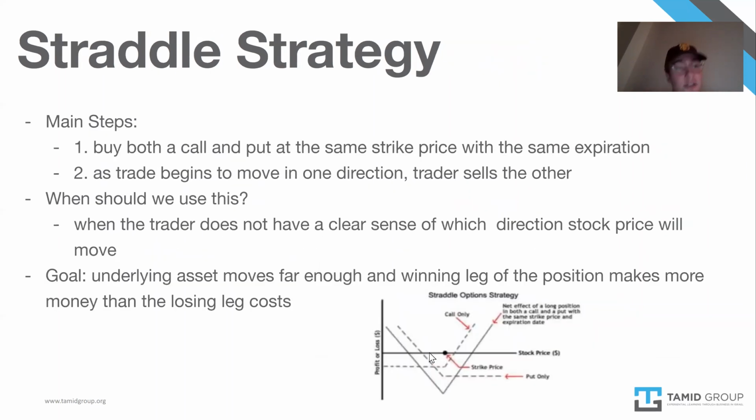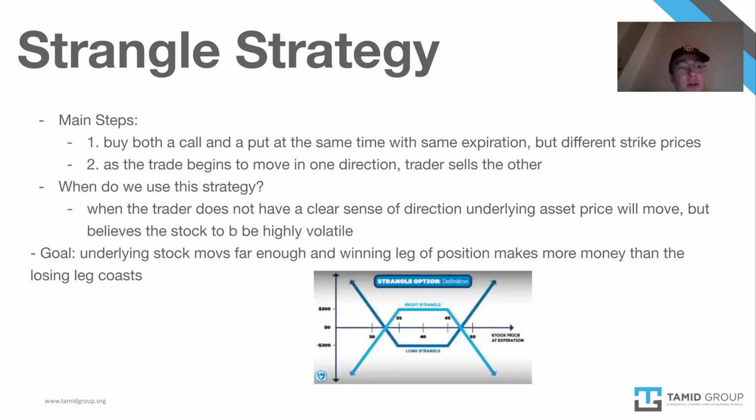So next we got the straddle strategy. The main steps are to buy both a call and put at the same strike price at the same expiration. As the trade begins to move in one direction, the trader sells the other. We should use this when the trader does not have a clear sense of which direction the stock price will move. So essentially, if you're a neutral trader, you would use a straddle strategy. The goal is for the underlying asset to move far enough that the winning leg of the position makes more money than the losing leg costs.